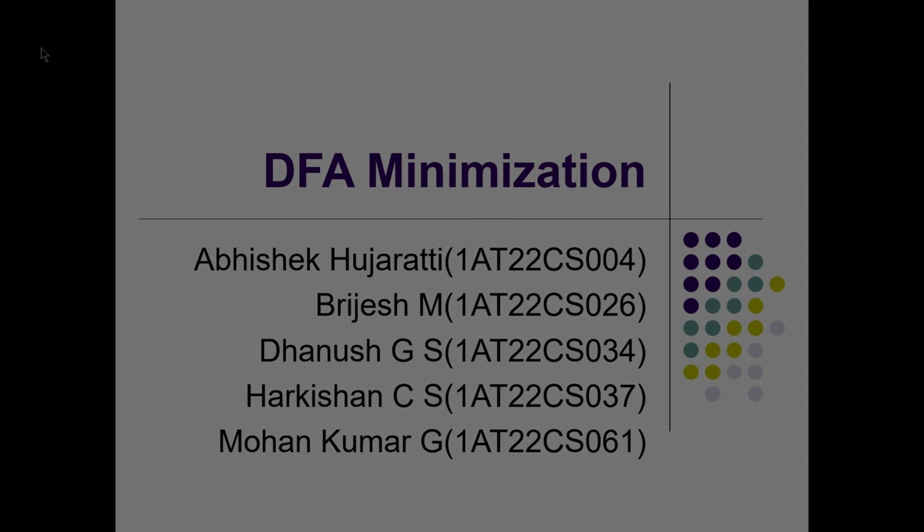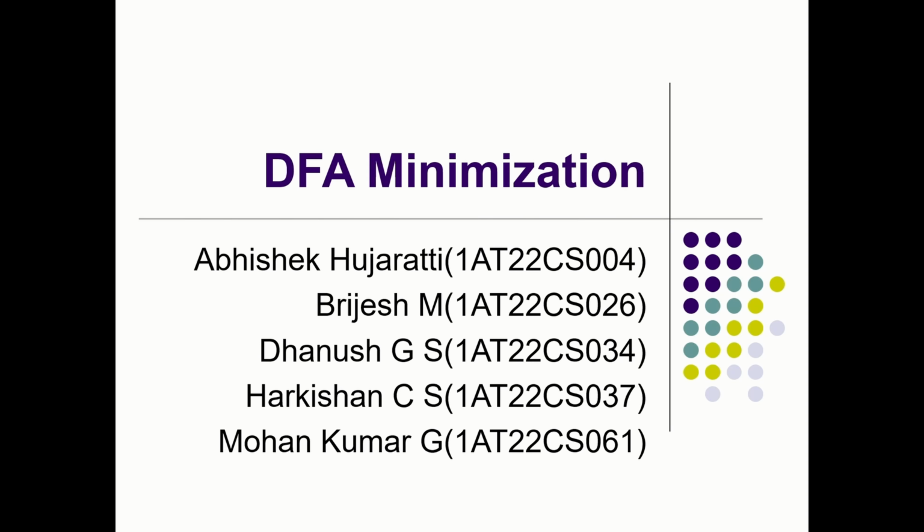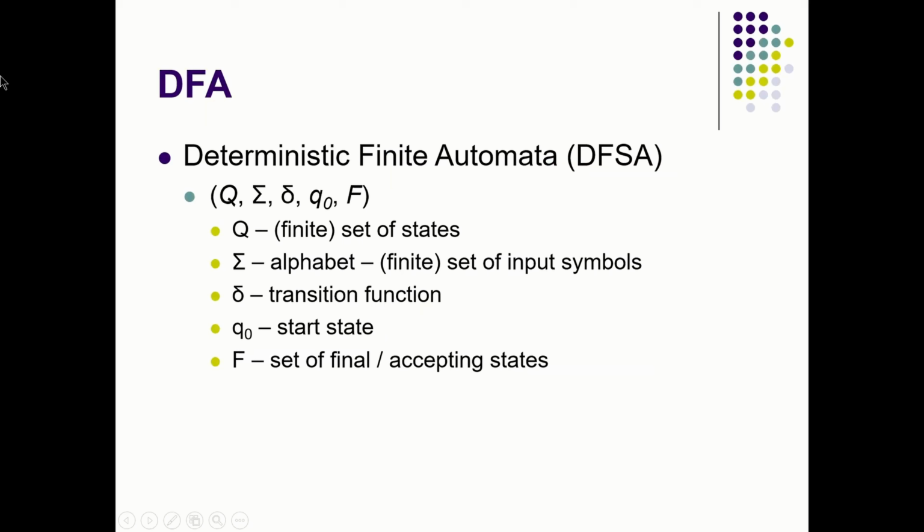Welcome to this presentation on DFA minimization, prepared by Abhishek Hujratti, Brijesh M, Dhanush GS, Harkishan CS, and Mohan Kumar G. Deterministic finite automata, or DFA, is a formal system represented as a 5-tuple Q, sigma, delta, Q0 and F. Here, Q is the finite set of states, sigma is the input alphabet, delta represents the transition function, Q0 is the start state, and F is the set of final states.